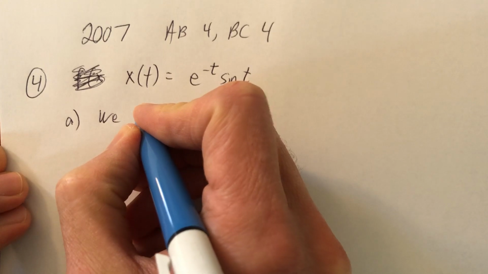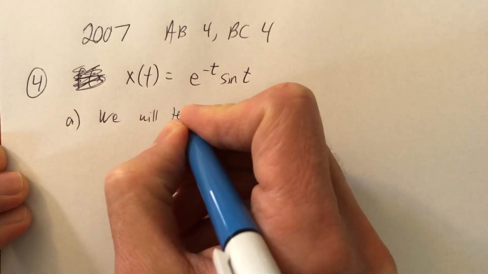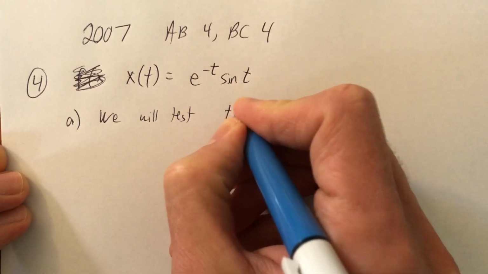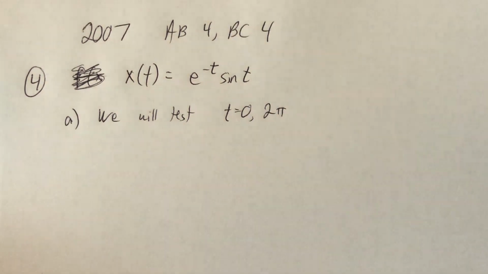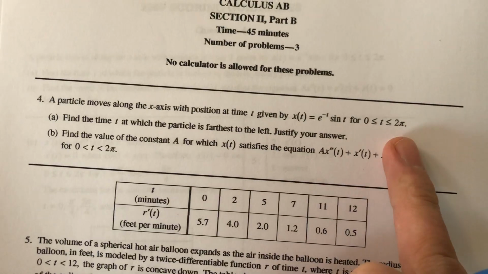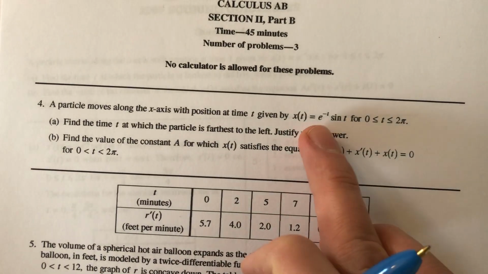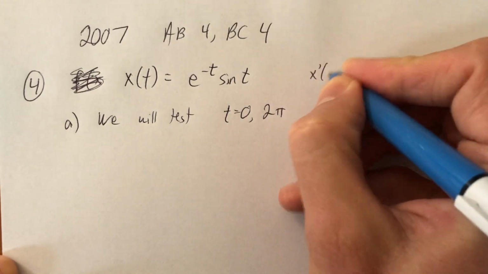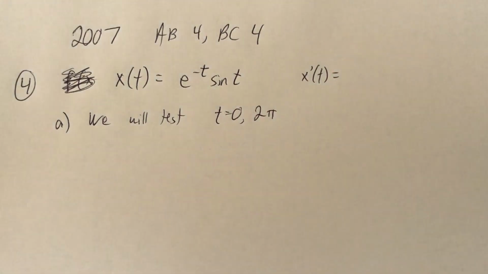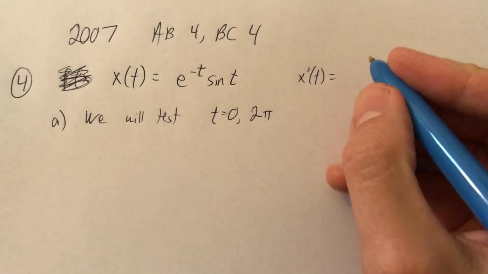We will test t equals 0 and t equals 2 pi. Now we're doing that because we need to test the endpoints of the interval. Well, where else do we test? Well, we test where the derivative equals 0. And so we're also going to, I'm just going to scribble this up here. We're going to find the derivative and set that equal to 0. And we'll go from there.